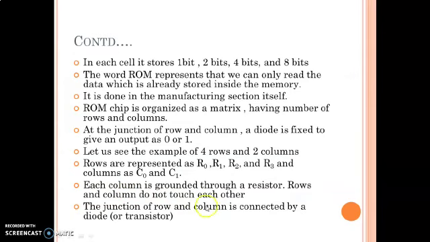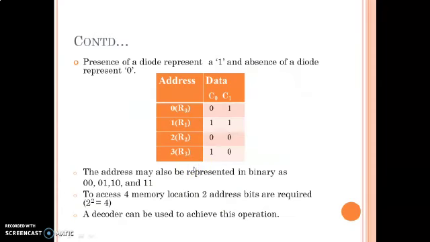The junction of row and column is connected by a diode or a transistor. Here we can see the address and data lines. These are the address lines, that is R0, R1, R2 and R3. Columns are C0 and C1. The address may also be represented in binary as 00, 01, 10 and 11. To access a core memory location, 2 address bits are required.